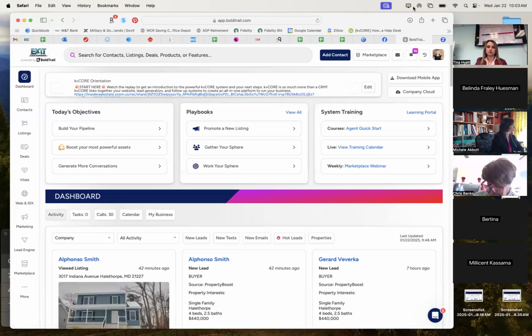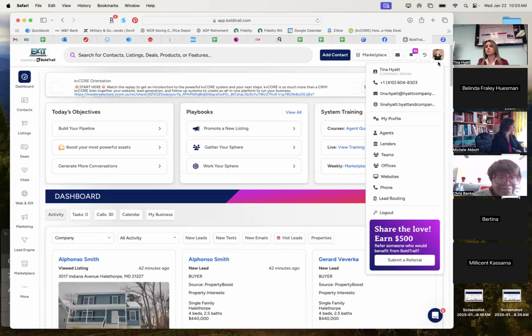You guys just have to make sure, if you had this before we switched to Hyatt and Company, that you've updated your profile details to Hyatt and Company, and your own email signature block and those sorts of things. I taught that in the transition marketing class last month, I think.